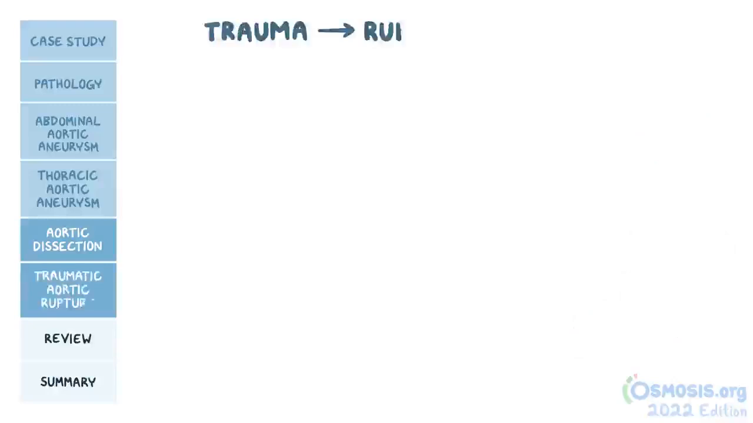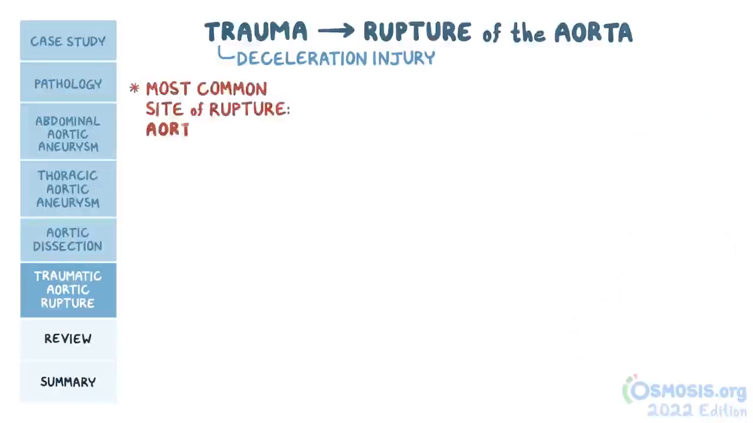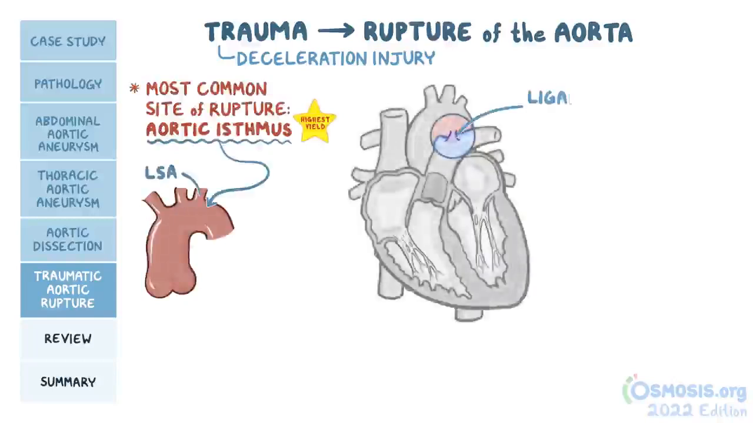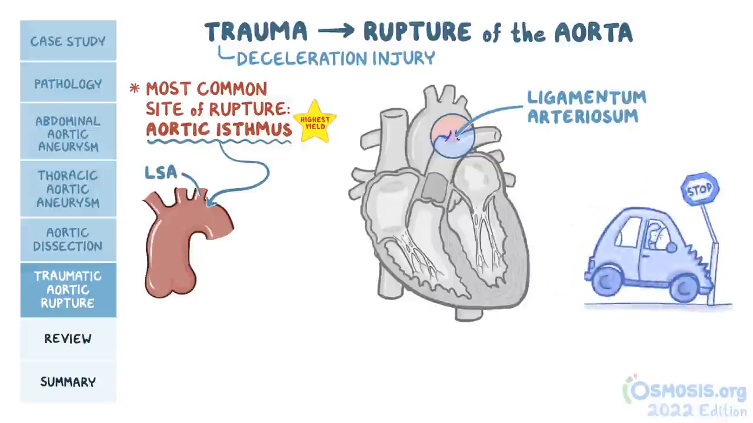Finally, trauma can cause rupture of the aorta. This most often results from a deceleration injury, like in a motor vehicle crash. The most common site of rupture is at the aortic isthmus, which is just distal to the left subclavian artery branch. This is because at this site, the ligamentum arteriosum strongly tethers the aorta, so during a deceleration injury, this area is more prone to tearing compared to the relatively more mobile areas of the aorta.